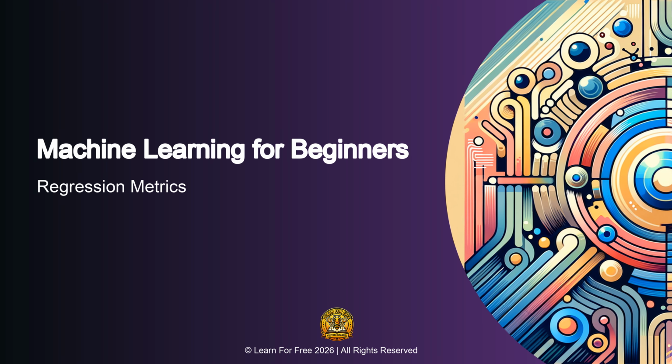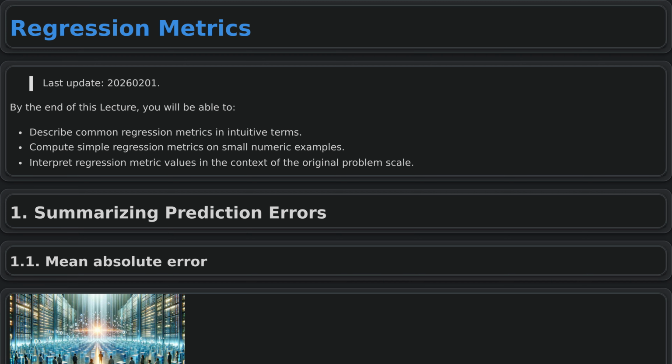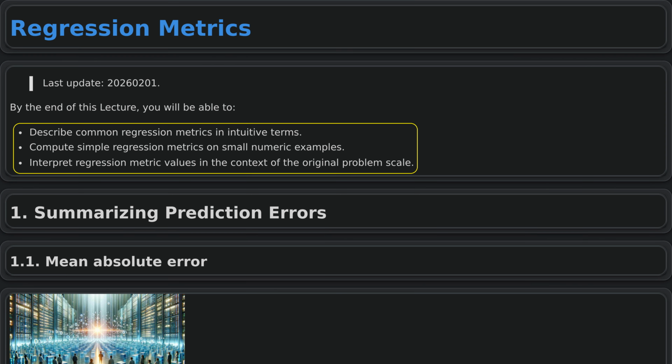Module 6, Lecture A, Regression Metrics. By the end of this lecture, you will be able to describe common regression metrics in intuitive terms, compute simple regression metrics on small numeric examples, and interpret regression metric values in the context of the original problem scale.